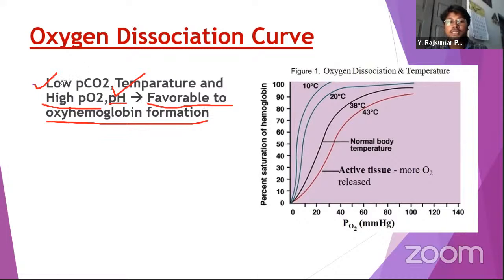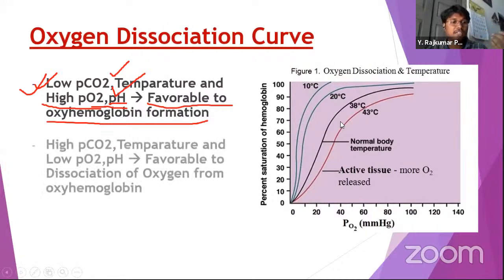For oxyhemoglobin formation, for oxygen to bind hemoglobin, there must be low partial pressure of carbon dioxide and low temperature, and a high amount of oxygen should be there. That means high partial pressure of oxygen and also high pH. These are the conditions for oxyhemoglobin formation. Let's see what the dissociation rules are.